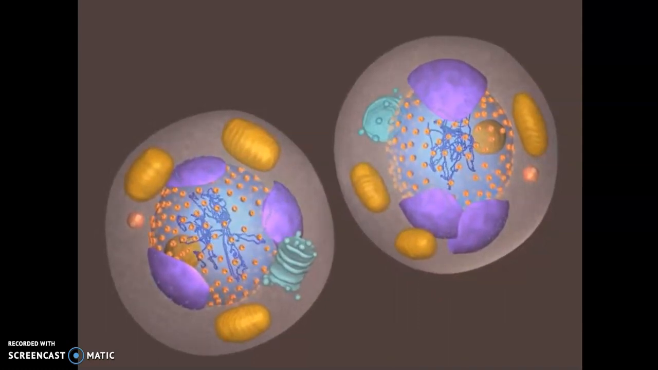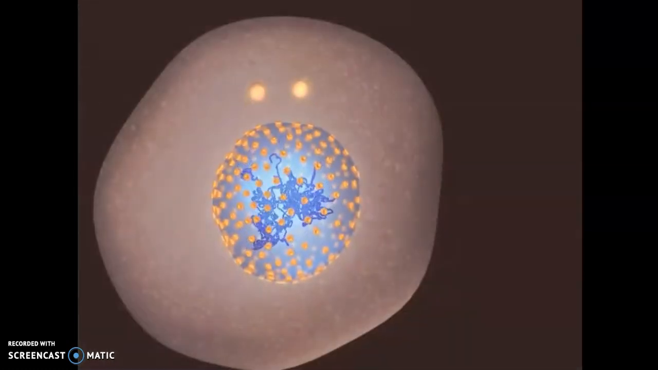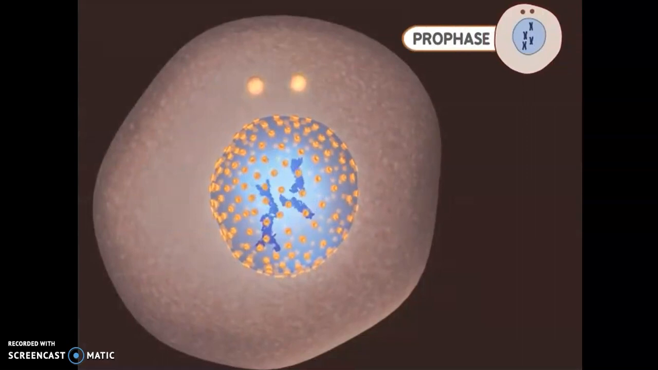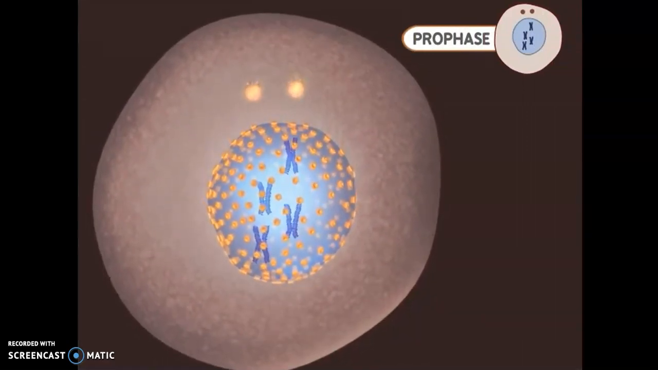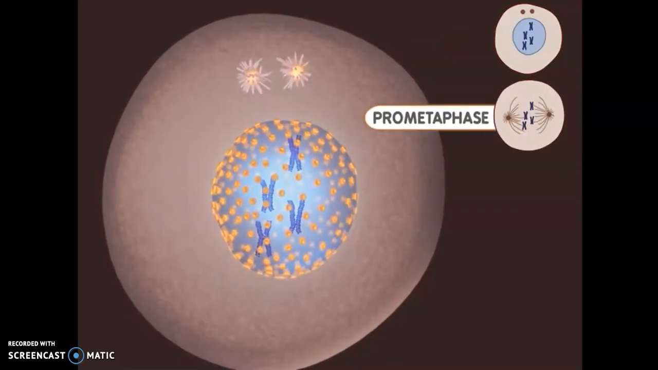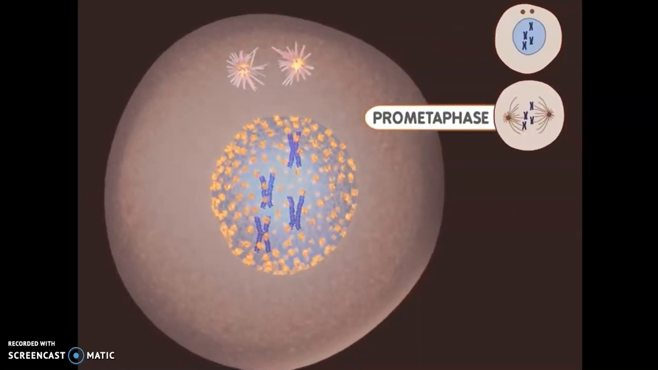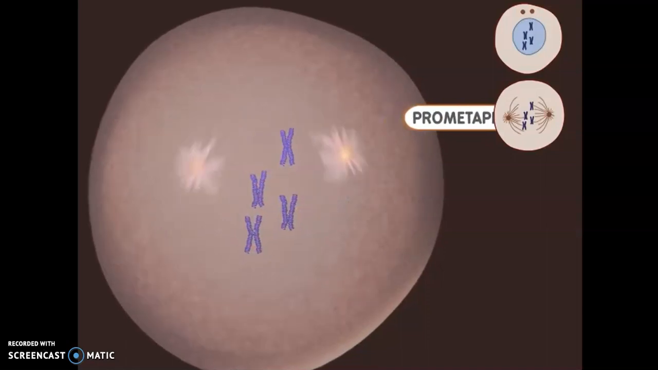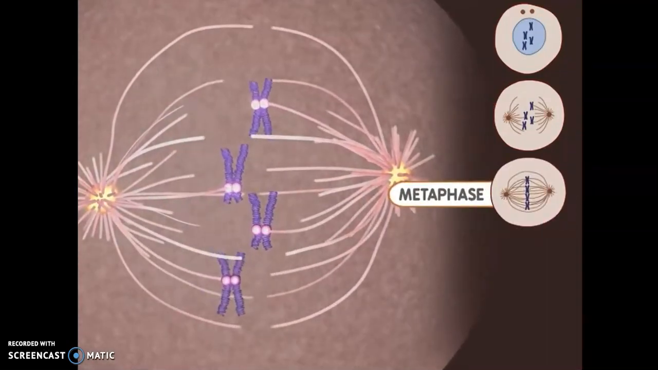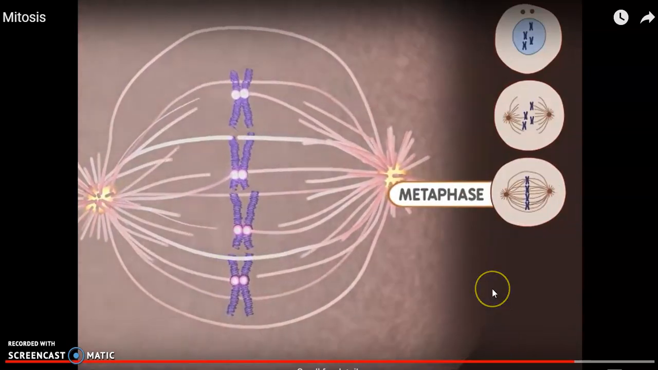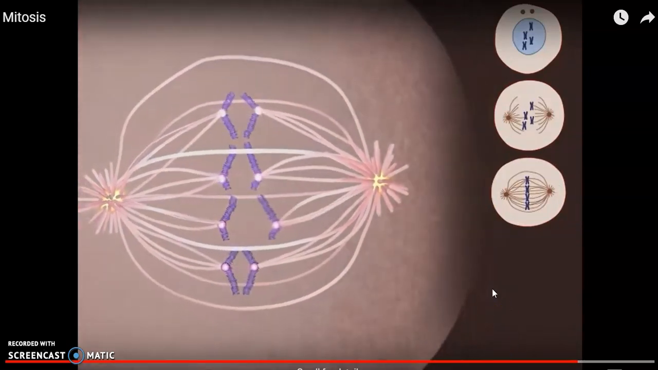Let's watch the process one more time. Mitosis begins with prophase. Notice the DNA condensing into chromosomes during this stage. Microtubules appear during prometaphase, and the nuclear membrane breaks down. Metaphase occurs when the chromosomes are aligned at the center of the cell. Metaphase, middle, in the middle.